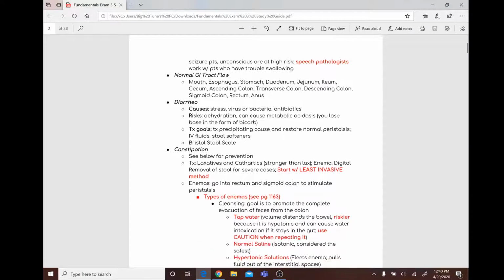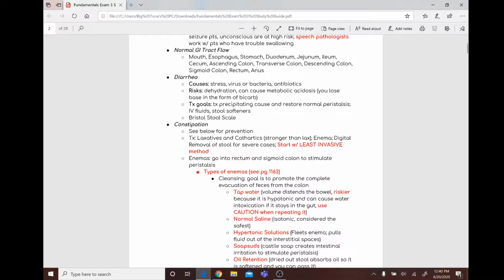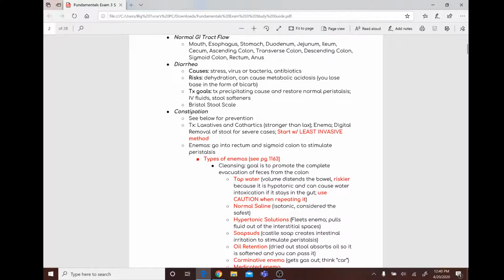What are the causes of diarrhea? Stress, virus or bacteria, antibiotics. What are the risks of diarrhea? Dehydration can cause metabolic acidosis because you can lose bicarb. How to treat diarrhea? Treat the underlying cause and restore normal peristalsis, IV, and stool softeners. You can do a Bristol stool scale too.